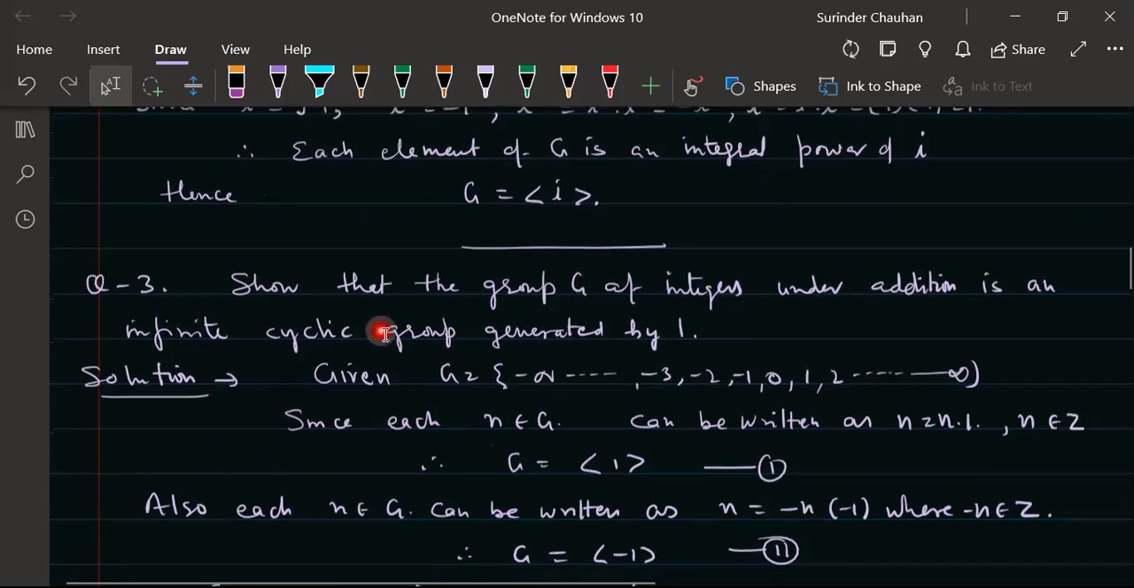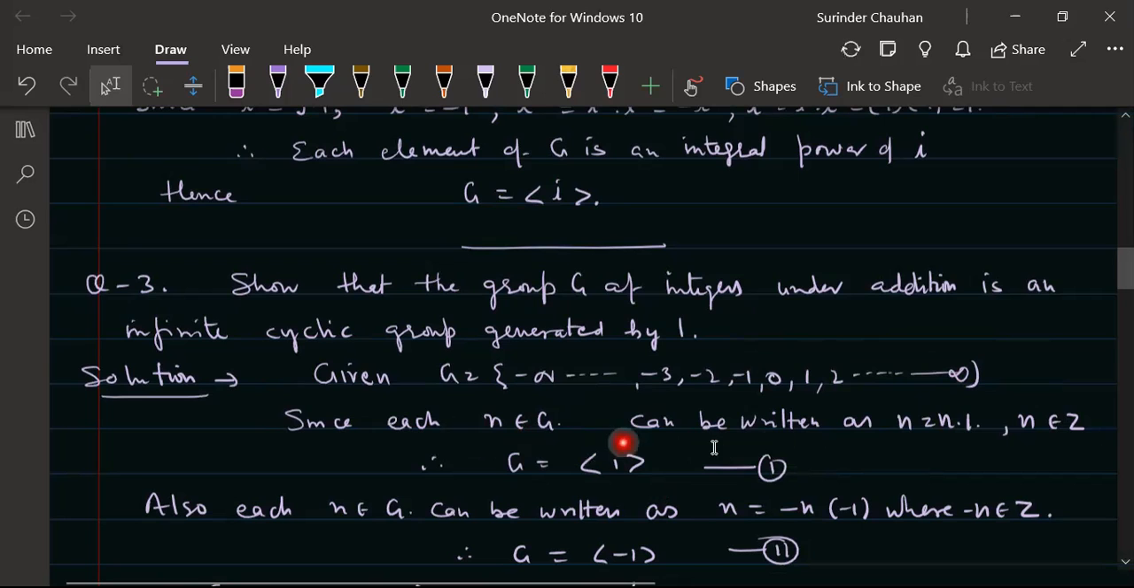Let's see another example for the binary addition. Show that the set G of integers under addition is an infinite cyclic group generated by 1. Given G is a set of integers, which are infinite in number, so the order of this is infinite. Each element of G can be written as n. Suppose n belongs to G, so n can be written as n into 1, where n is an integer.